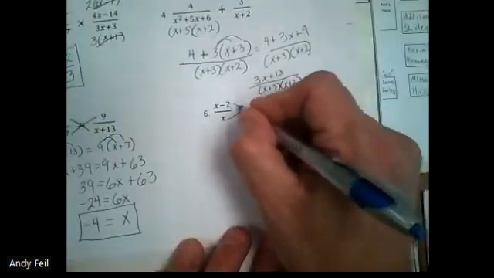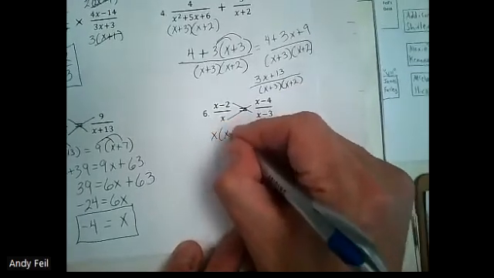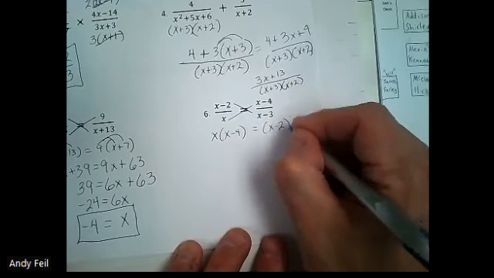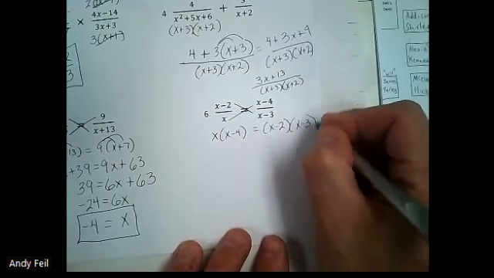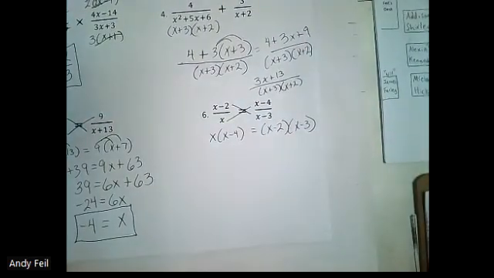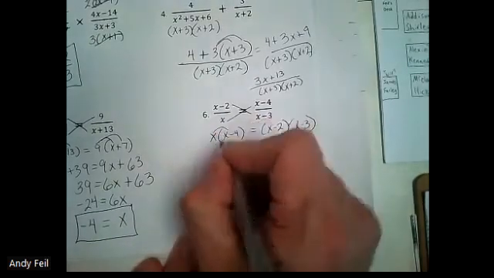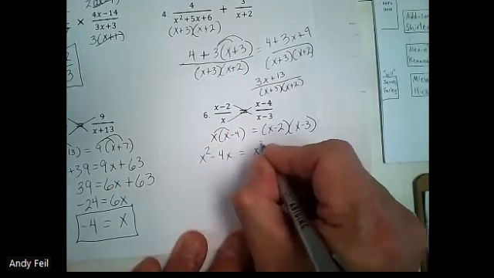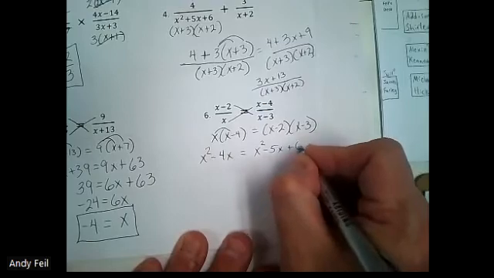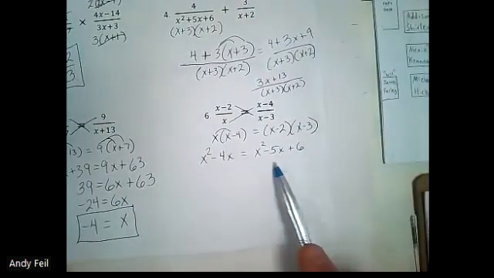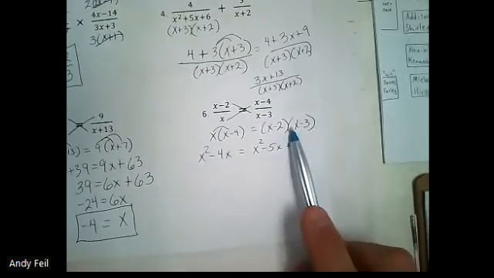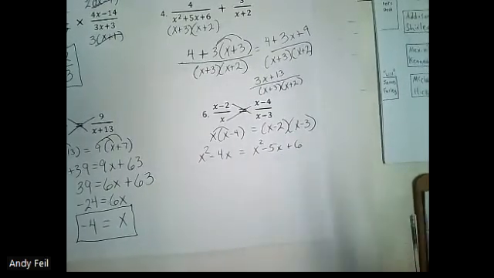Same thing, cross multiply. X times x minus 4 equals x minus 2 times x minus 3. Why is this one going to be a little more work? The FOIL method, yeah. So this one's going to be x squared minus 4x. That's pretty easy. But this one is going to be x squared minus 5x plus 6. Now I did that part kind of fast. Does anybody want me to explain how I got from here to here? Yes. Okay, let's do that.